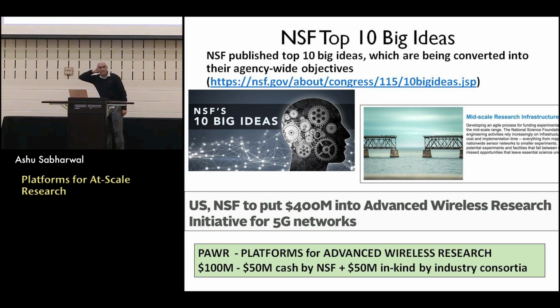$50 million is cash from NSF, and another 50 is from a consortium of companies, around 30 companies now, which provide in-kind equipment. So this program will fund 4 platforms. In the first year, it funded 2. Powder Renew is one of them, and then Cosmos, which is Rutgers, NYU, and Columbia, is the second team. Okay, so I'll give a few slides of what this effort would be, especially for Powder Renew.